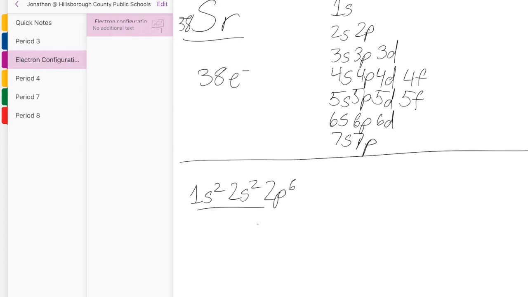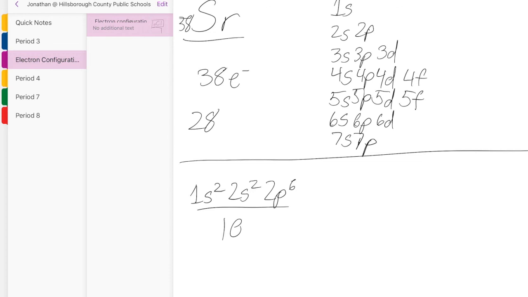So right now we've gotten to 10 electrons there. So let's write down here. We've got 28 electrons left, because 38 minus the 10 gets us the 28. So we have 28 electrons that we need to fill still.